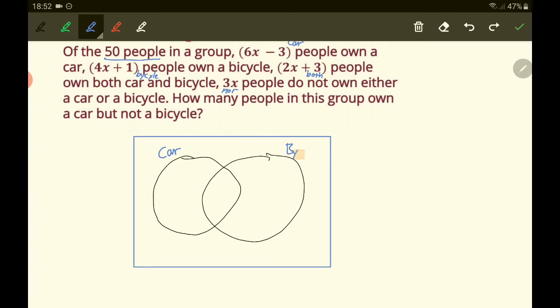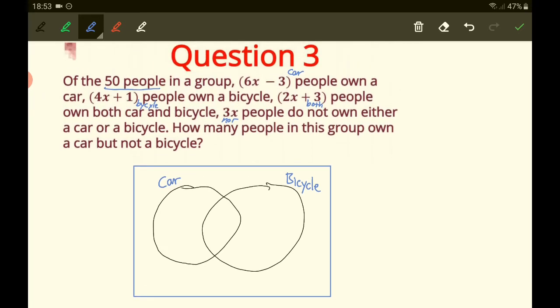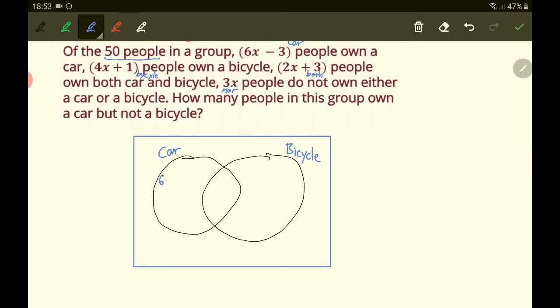Okay, so bicycle. Now we are going to put the variable here, because in the question we know 6x minus 3 on the car. So this is 6x minus 3 car. And then 4x plus 1 bicycle. So this is 4x plus 1. And then 2x plus 3 boat. This is 2x plus 3.